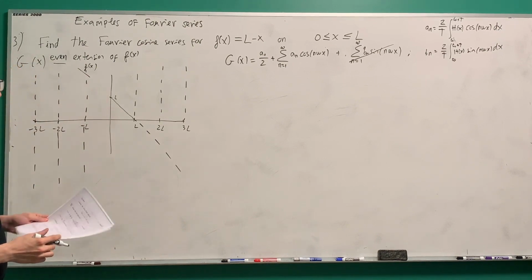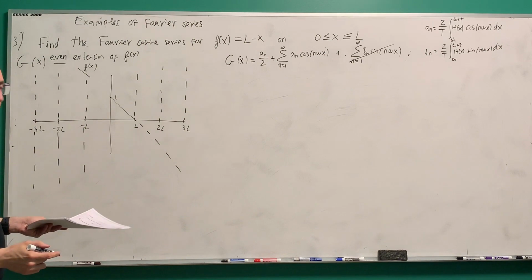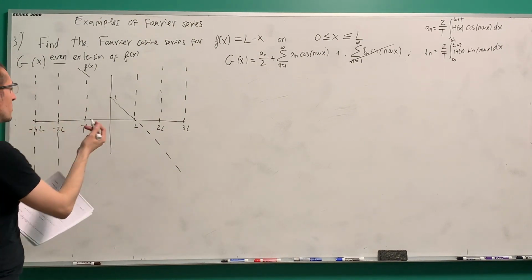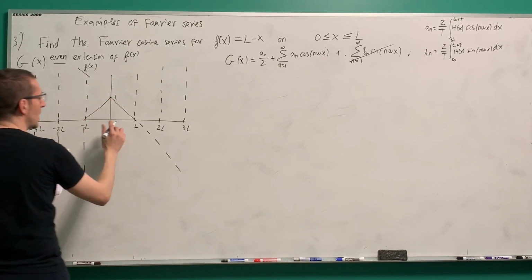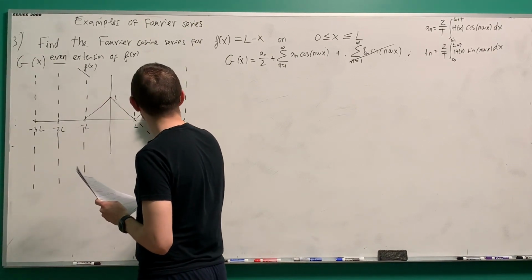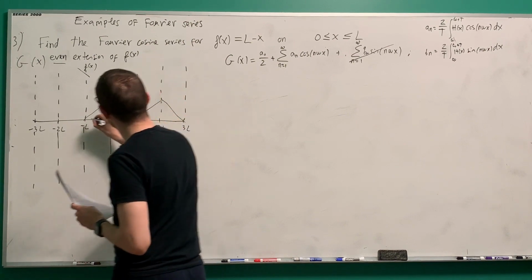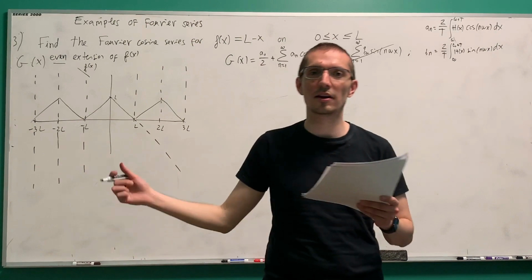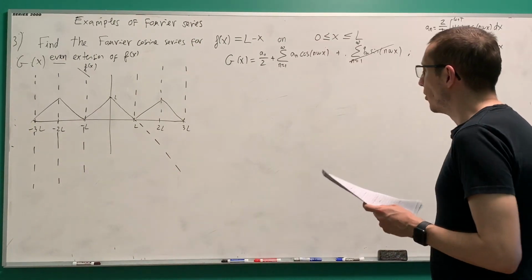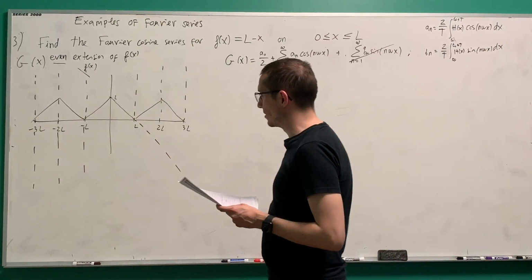So what is the even extension? Take the axis of symmetry and duplicate the function with respect to the axis so that the same value on both sides of the axis is the same. So this would be the even extension. And then repeat this, even extension here. Even extension, even extension, even extension. It's kind of a triangle pulse, right? Train of pulses. All right, wonderful. So that's the even extension.